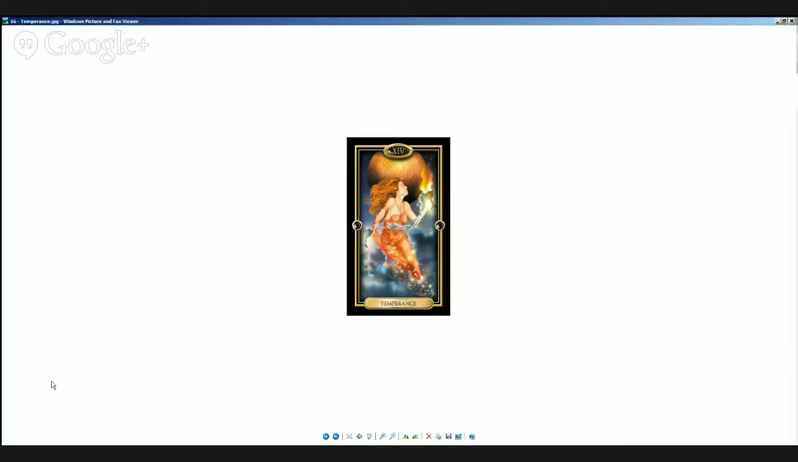So basically, temperance is about taking two opposite things of ourselves and combining them together. This can be represented in a number of ways. It's not always something internal, it can be an external sort of thing. But we're looking for balance of self or balance of environment.